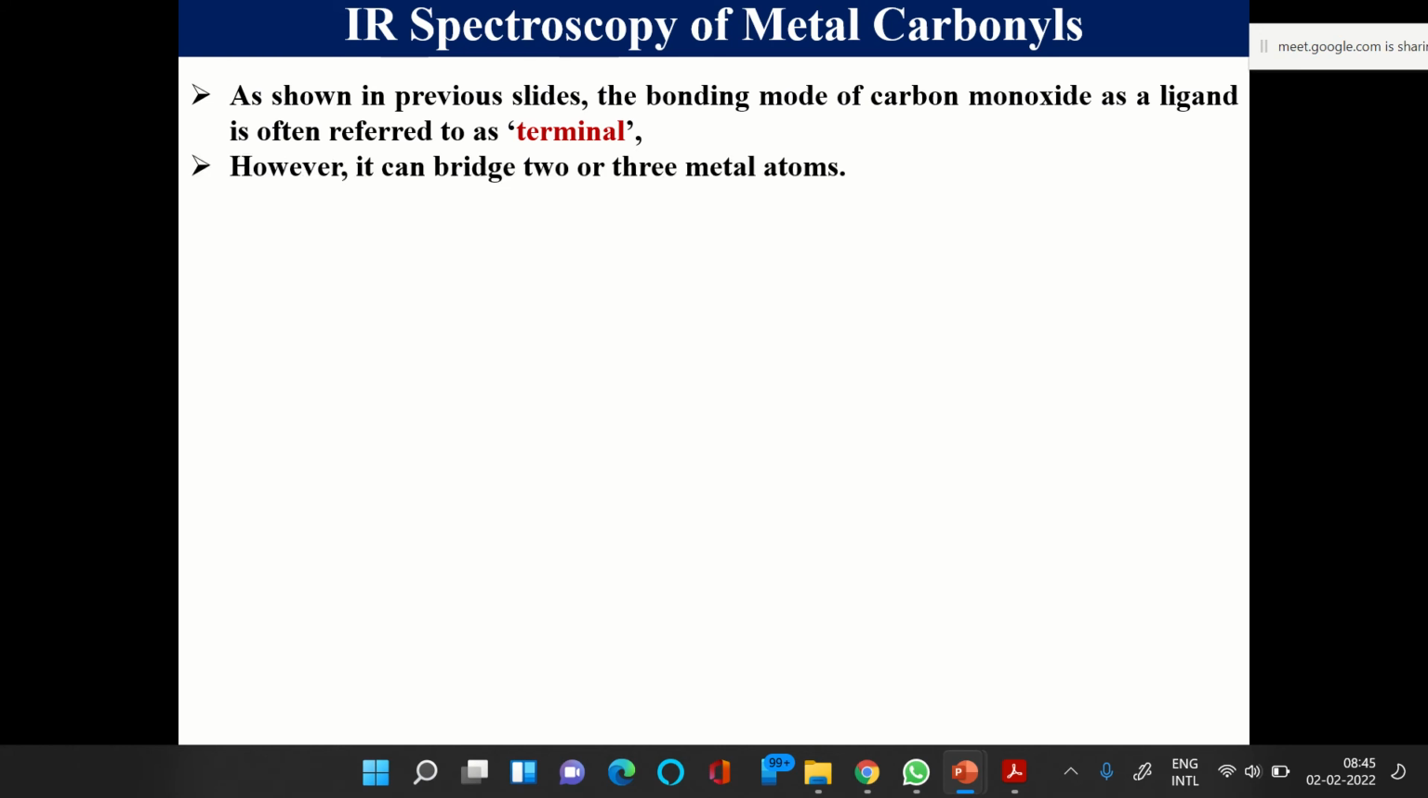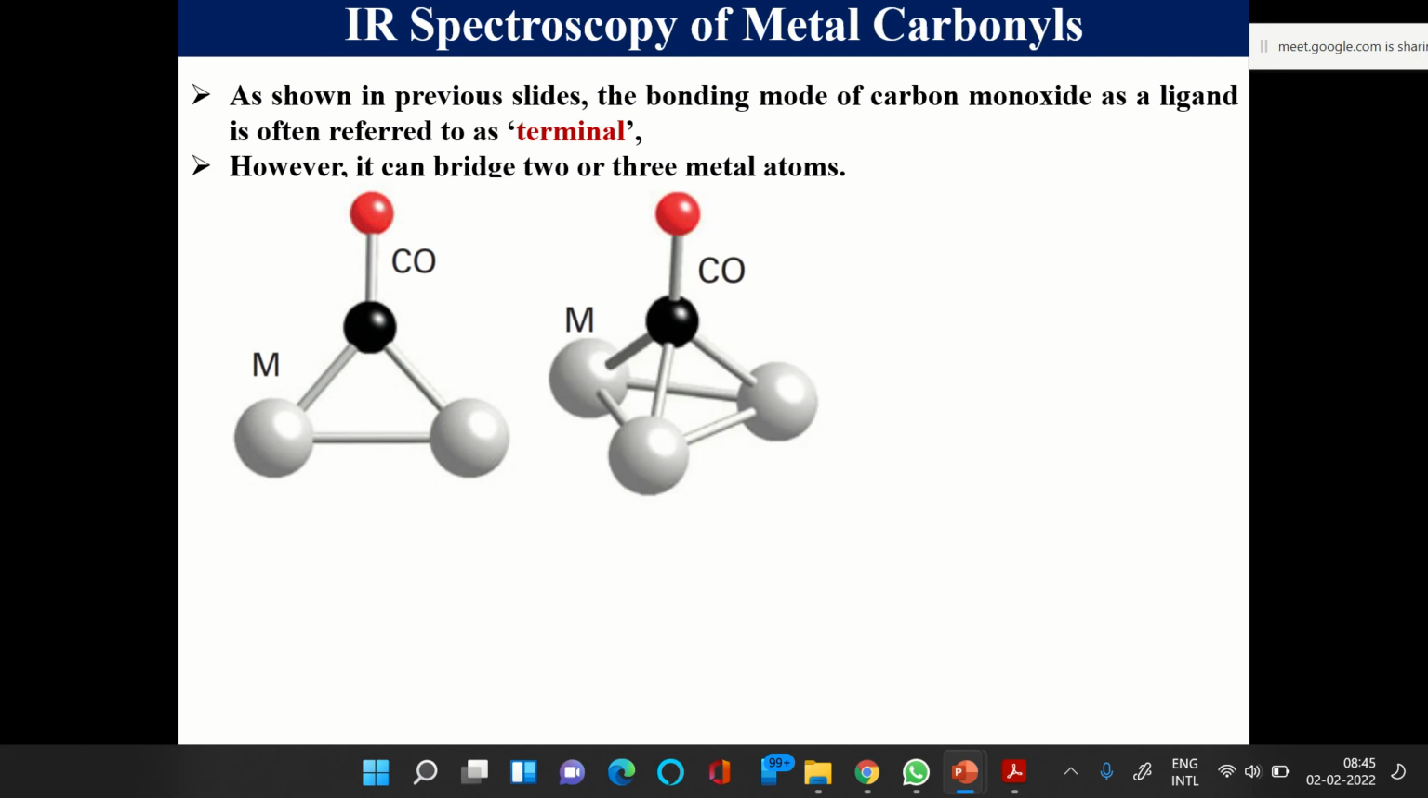So these are terminal ligands that we have seen, all coordinating with one metal only. But there are examples you will find in the books that one CO can also simultaneously form bonds with two metal centers. So this is your carbon, this is oxygen, and these are the metals. Okay, so these are metals, CO, and 2 to 3 metal atoms. So in this way.